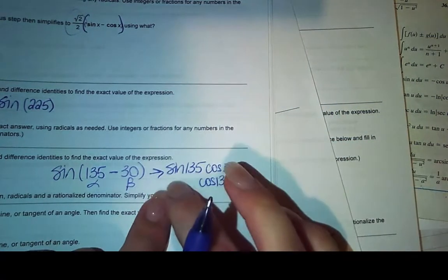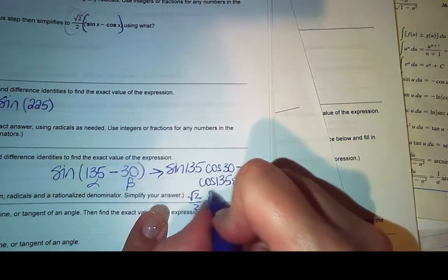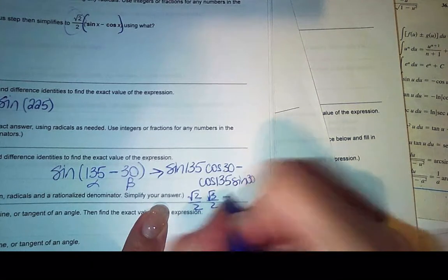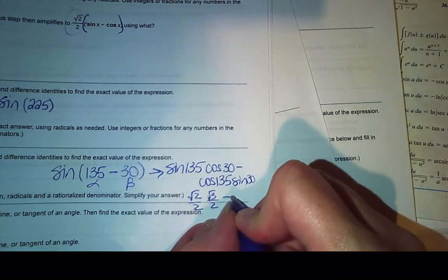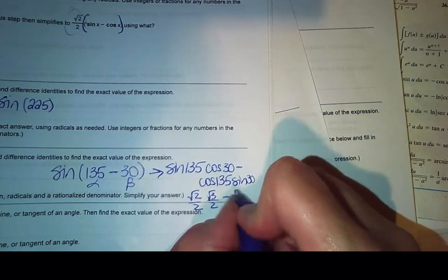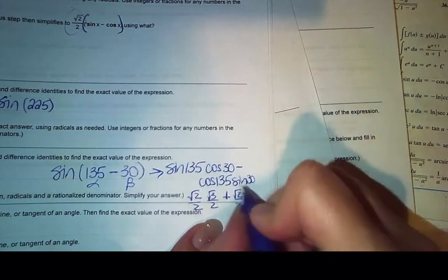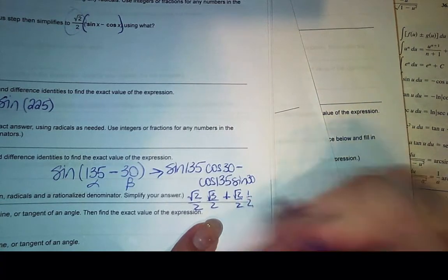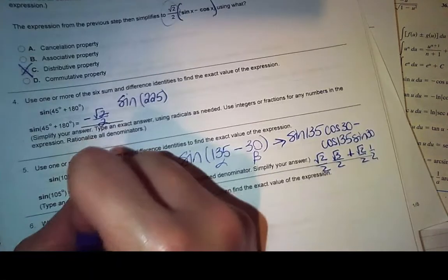So when I do this, what is the sine of 135? That's going to be root 2 over 2. What's the cosine of 30? It's root 3 over 2. Minus, what's the cosine of 135? It is negative root 2 over 2. And so that's going to change to a plus. And then what's the sine of 30? It is 1/2. So when you put this together, your common denominator is 4.